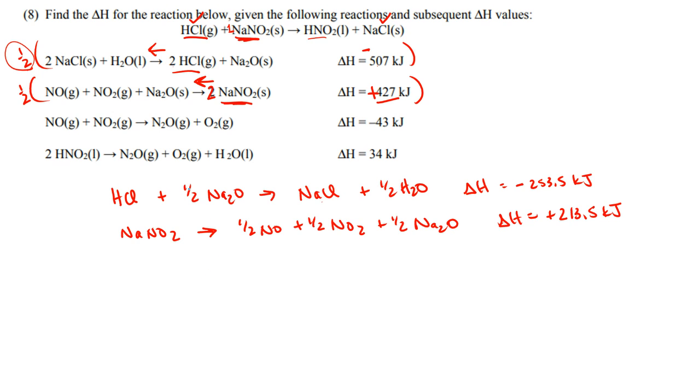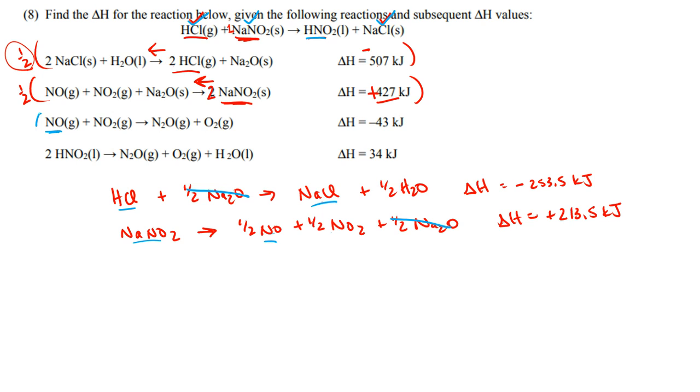We already have a little bit of magical canceling happening. My half a sodium oxide here, my half a sodium oxide here, gone. So I've got my HCl and my NaNO2. HCl and NaNO2 are good. Sodium chloride is good. I just need to add some HNO2. I need to get rid of all those extra pieces. So let's look at this next equation. I have some nitrogen monoxide here. I've got this nitrogen monoxide here.